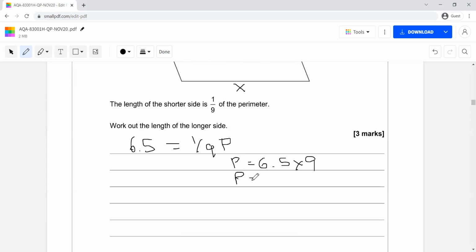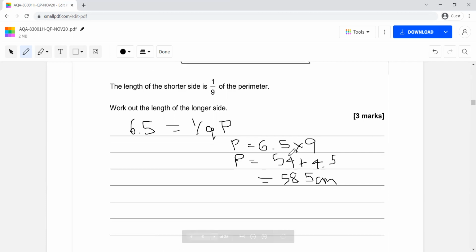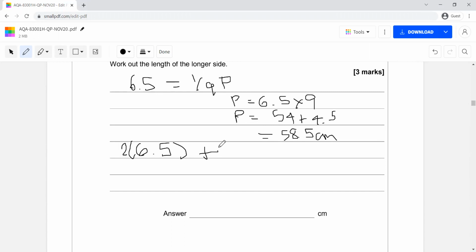And if you can't do this straight away, I would suggest doing 6 times 9 first, which is 54, and then half times 9, which is 4.5. So our perimeter, therefore, is 58.5 centimeters. Now at the perimeter, so you have to add all the lengths. So we have 2 times 6.5, and we add that to 2x, and we say it's equal to our 58.5.